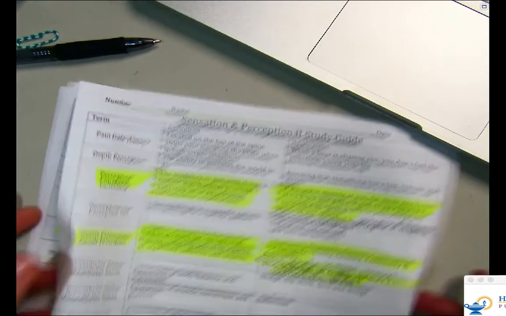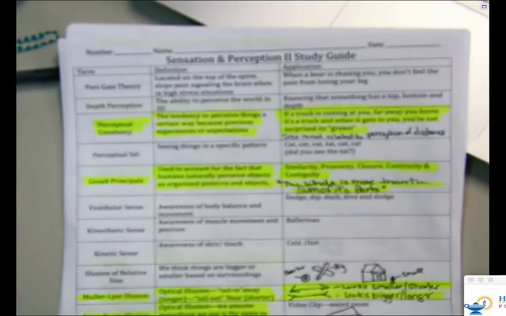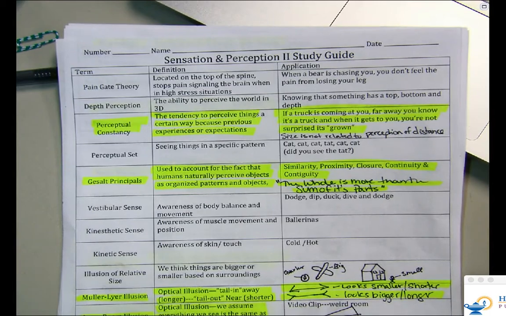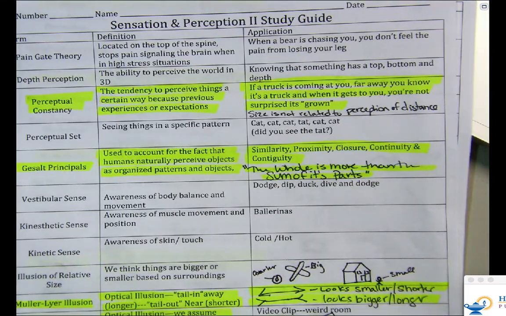You need to add, and if I'm telling you to add something, does it have a reason? What is going on? It's because I had writing week this morning. It's stressed out. Okay, so with perceptual constancy, you need to write in, this is not related to the perception of distance.